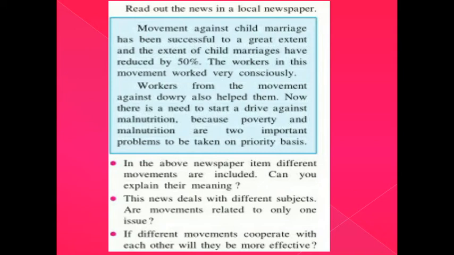Are the movements related to only one issue? Yes. And what are the issues? Social and political issues, right? If different movements cooperate with each other, will they be more effective? Yes, they will be more effective if they cooperate with each other. So this is about the beginning of a movement in the lesson.